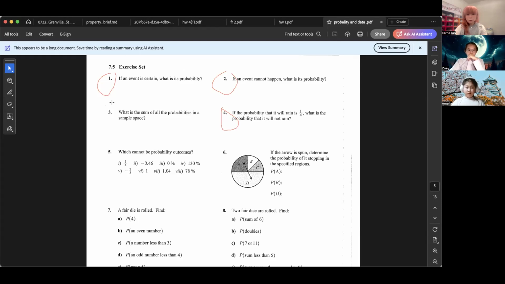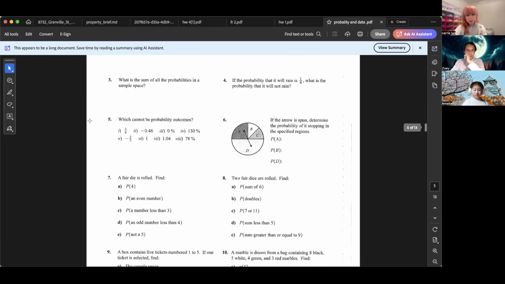Okay, so Zoe, what is the answer to the first one? The first one is 100%. What is number 2, Amelia? 0%. Very good. How about number 4? 75%, or 3 over 4. Very good. Okay, so let's move forward to number 5 and number 6.